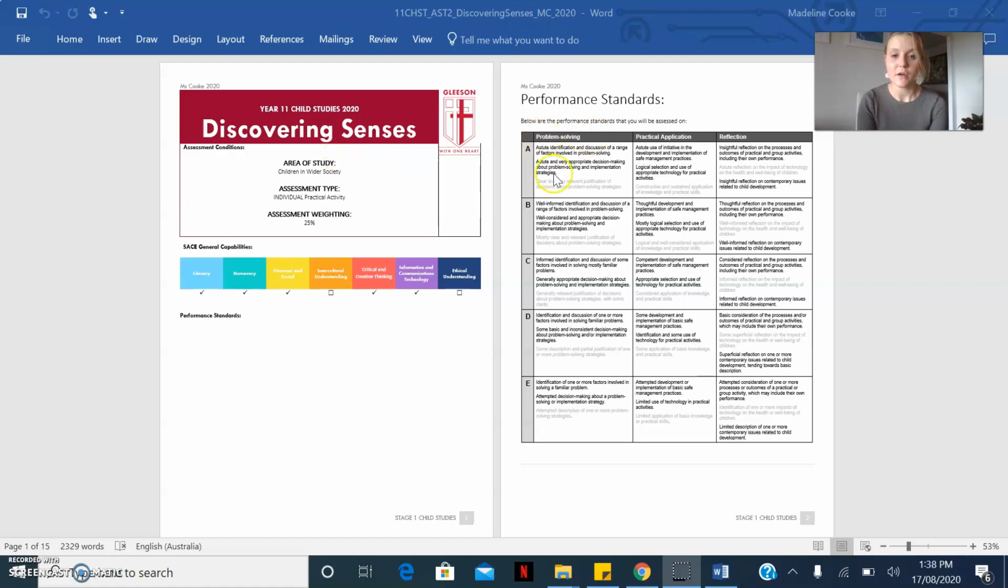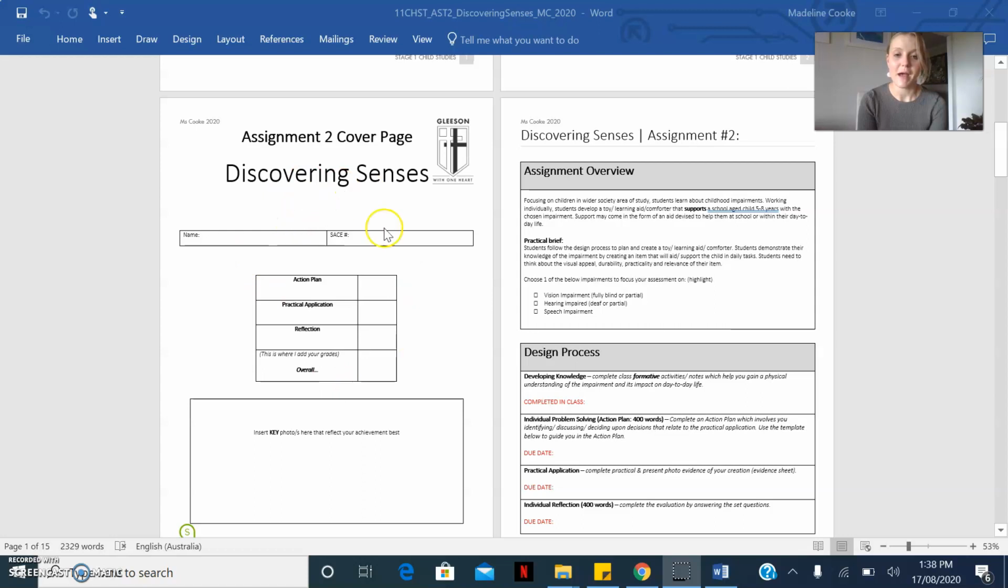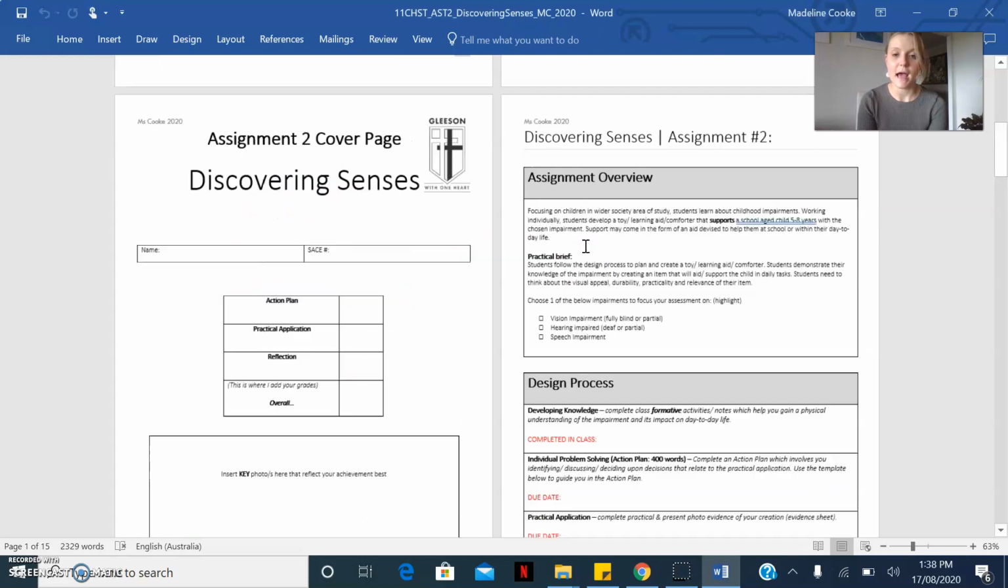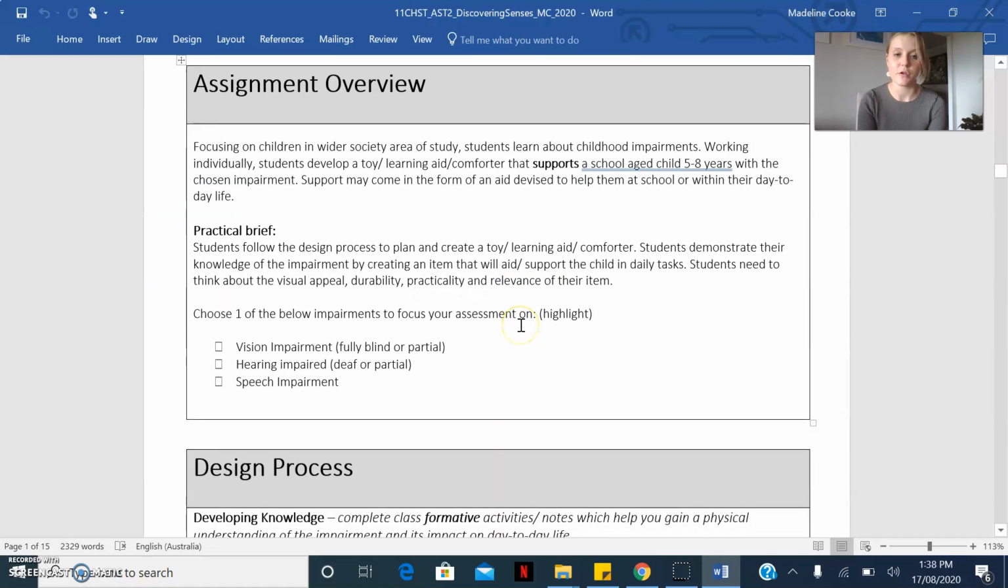So as you can see, there are three components to this assignment that you'll be assessed on. One, the problem solving, and this comes through the action plan, a practical application, and a reflection. Now this assignment is done completely individually. You have your cover page that you'll need to use to submit, and we now have the assignment overview.